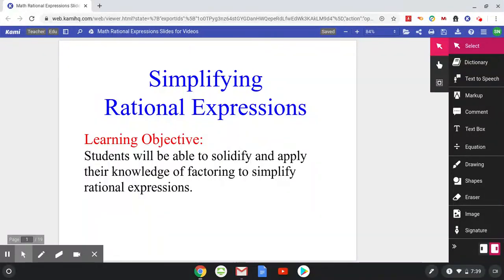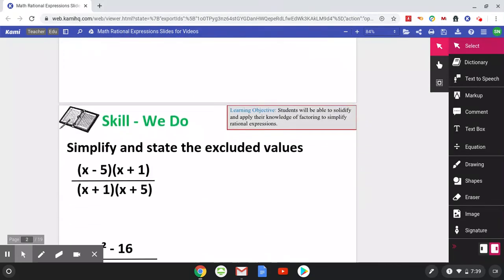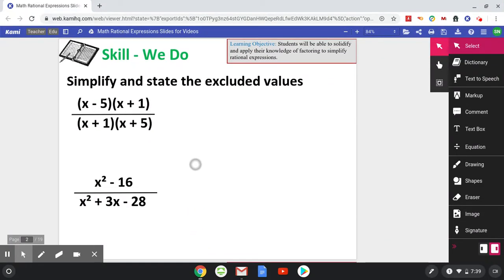Hello, in this video you will be simplifying rational expressions. A rational expression is basically a more complicated fraction where the numerator and denominator, numerator being the number at the top, denominator being the number at the bottom of the fraction, are polynomials. You will see this in the next examples.